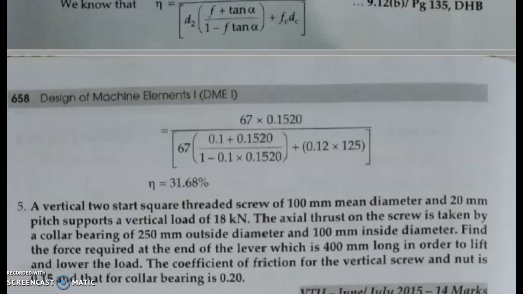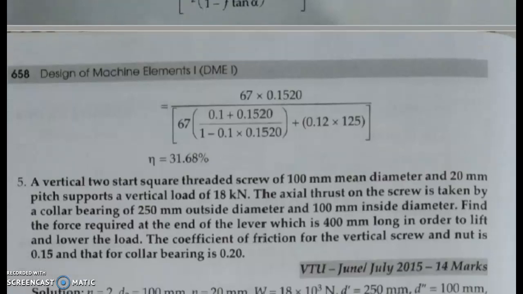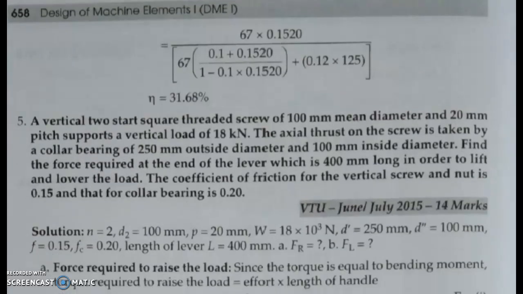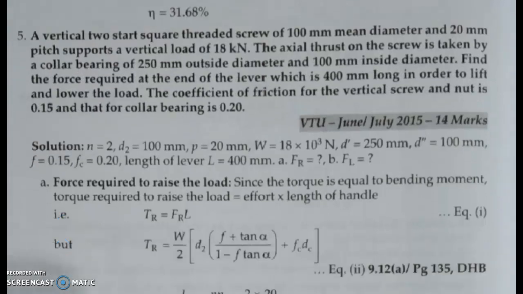The coefficient of friction for the vertical screw and nut is 0.15 and that for the collar bearing is 0.20. Again, the data are given. We can write the given data as n is equal to 2, d2 is equal to 100 mm. What is d2? d2 is the mean diameter. It is already given in the question. Pitch is given, that is equal to 20 mm. So we can write P is equal to 20 mm.